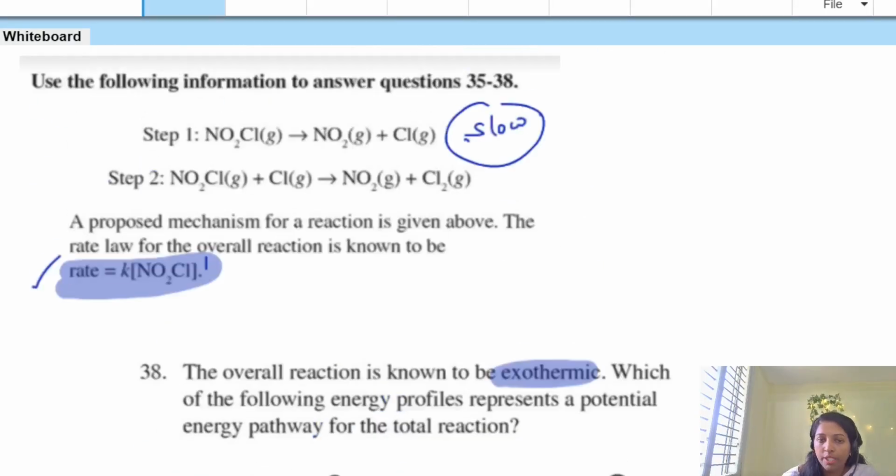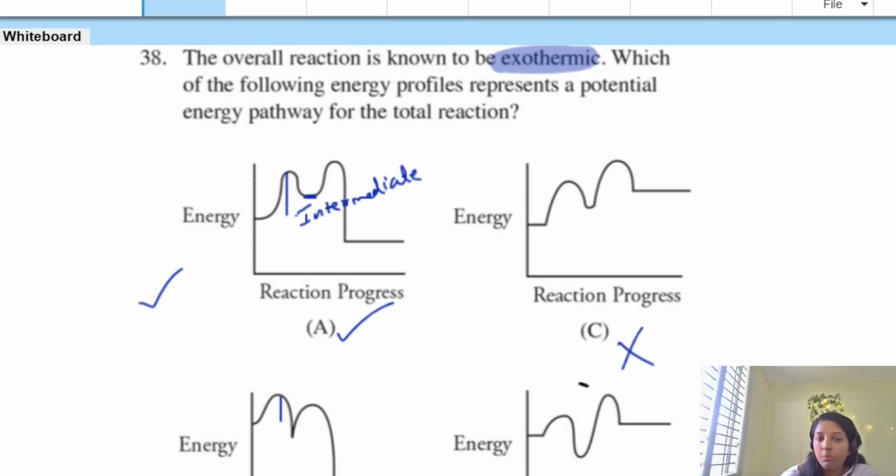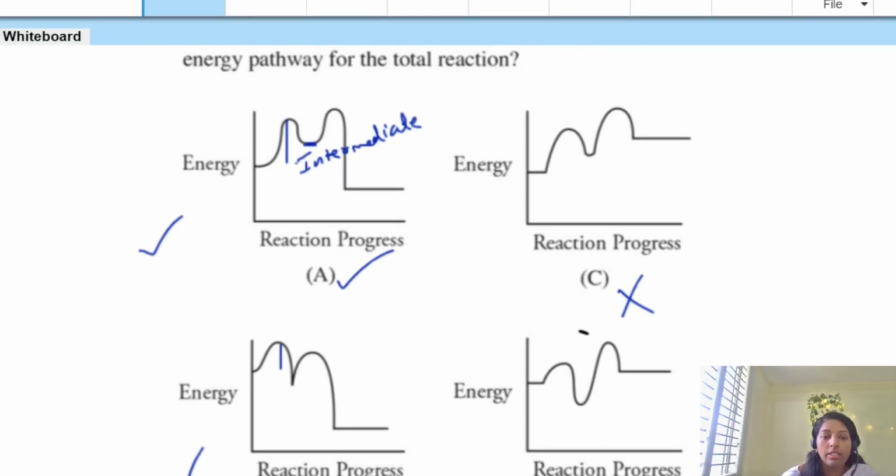And is there any intermediate involved? Maybe. See the first step, NO2Cl plus Cl. Cl is formed and Cl is consumed, so Cl is the intermediate. So two things are there: first, the first step is the slow step, and definitely there is an intermediate involved. So this kind of graph will not be there. It should have some lifetime for the intermediate. Okay, so that's it.